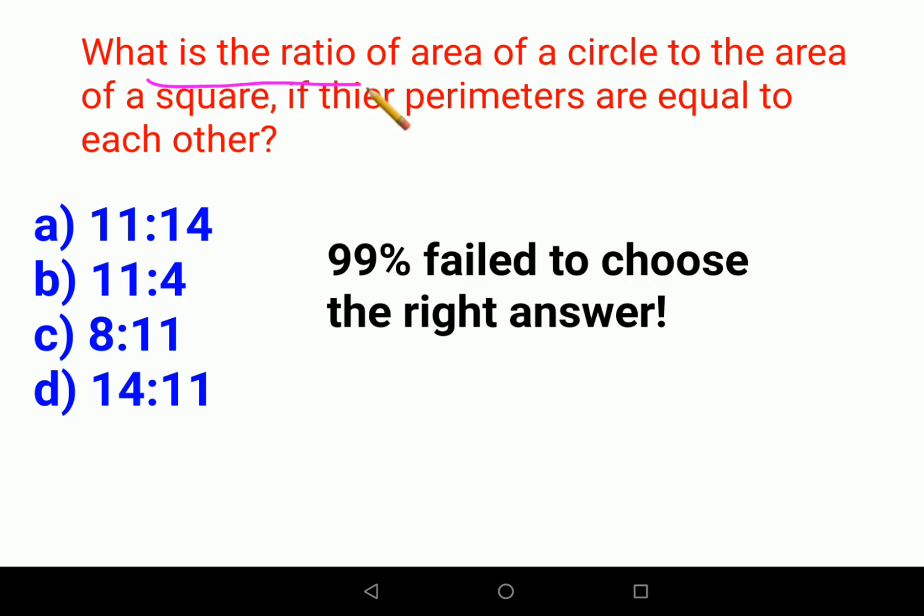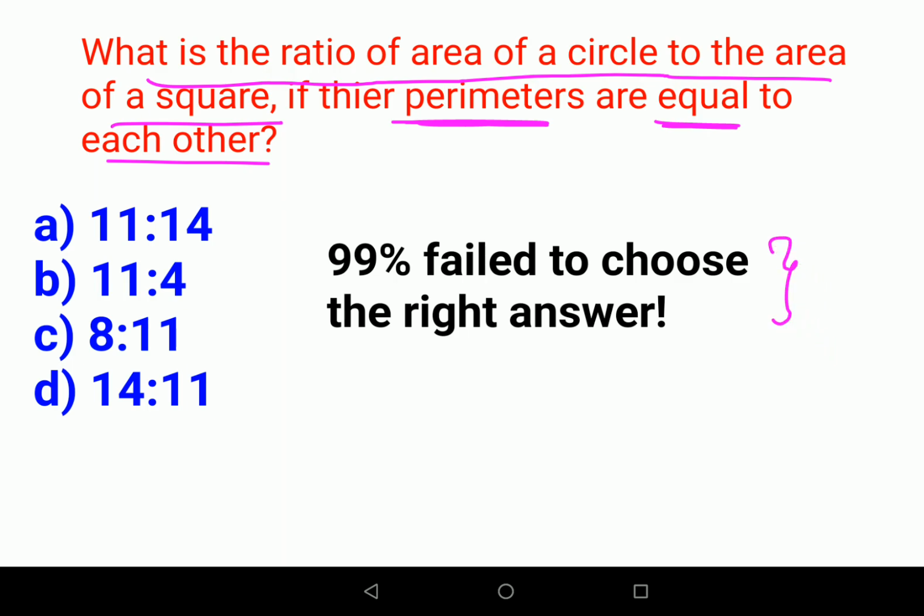So today we are going to solve this very nice word problem where the question is, what is the ratio of area of a circle to the area of a square if their perimeters are equal to each other? Okay, and literally 99% of students fail to choose the right option, because when you look at the options it gets quite tricky. There are no options with pi.